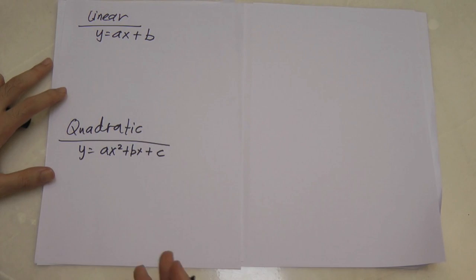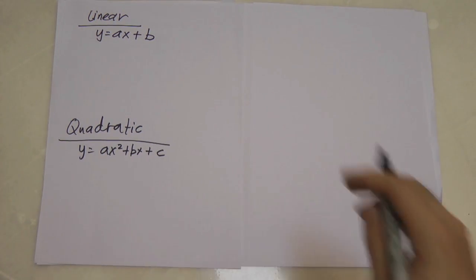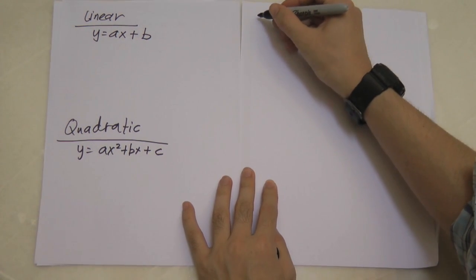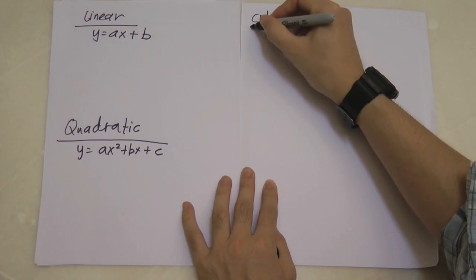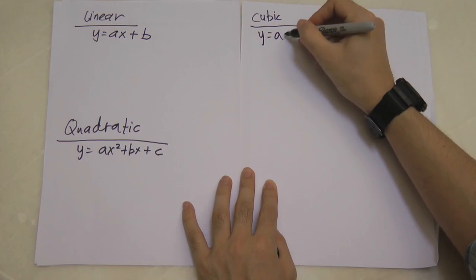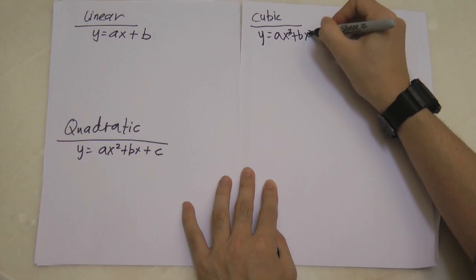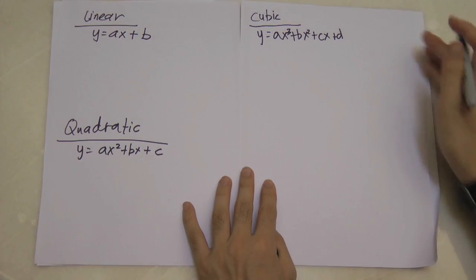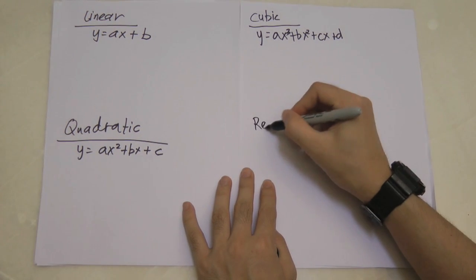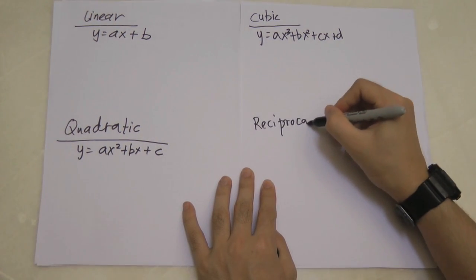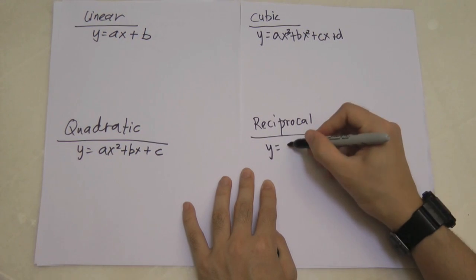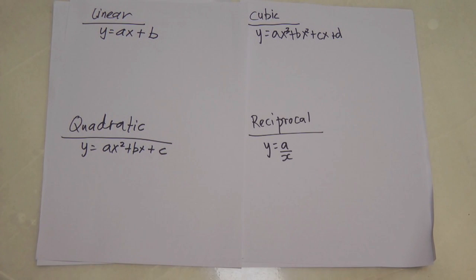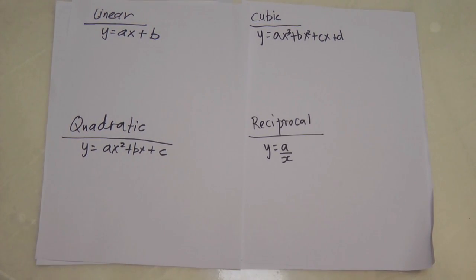And then you will see the cubic graph also. For the cubic graph, you will see y equals ax cubed plus bx squared plus cx plus d. And the last one, I believe you will see the reciprocal graph. The reciprocal graph is y equals a over x. So how do I decide whether this one is a reciprocal, quadratic, linear, or cubic?